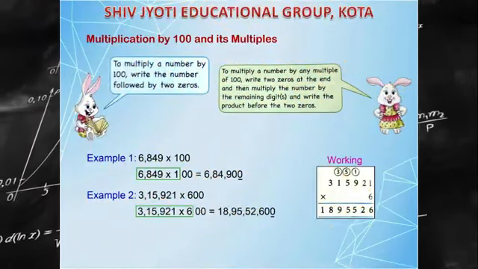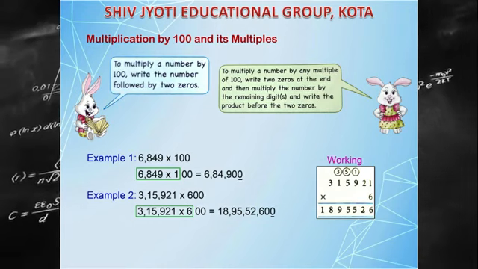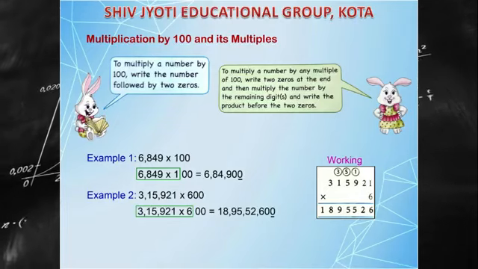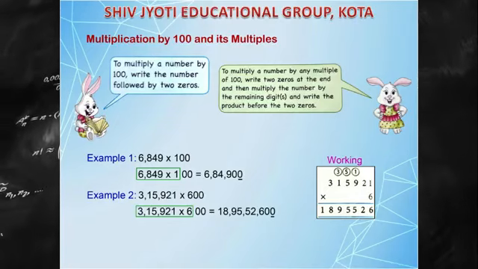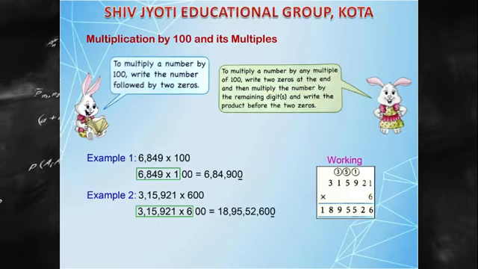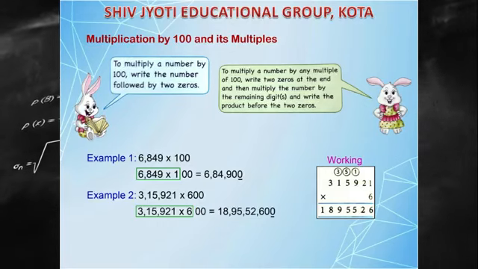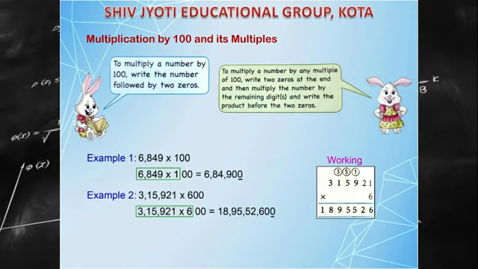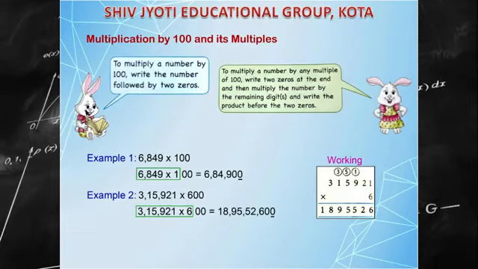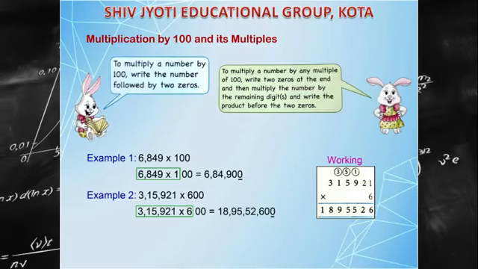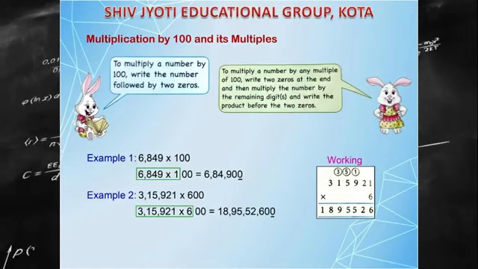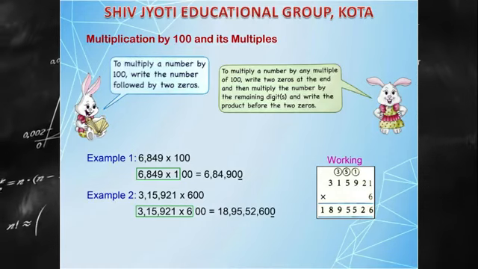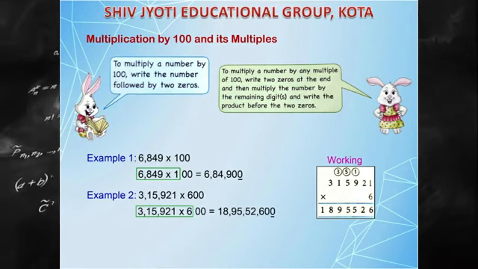To multiply a number by 100, write the number followed by 2 zeros. For example, 6,849 multiplied by 100 equals 6,84,900. Here we multiplied 6,849 by 1, then insert 2 zeros to the right side of the number because the 100 has 2 zeros. So this is the multiplication of 6,849 by 100 and this is the answer.